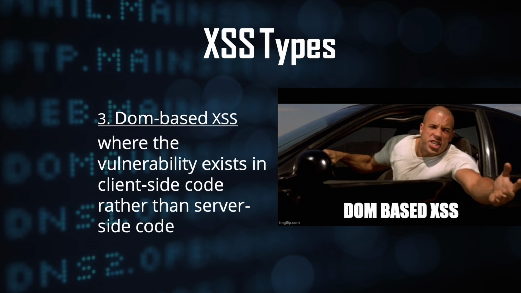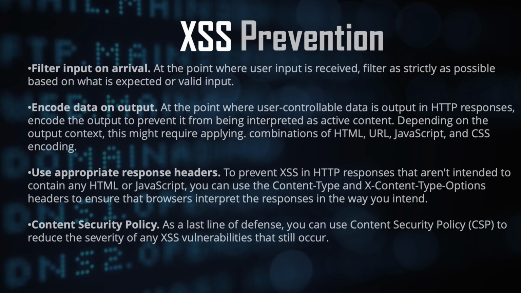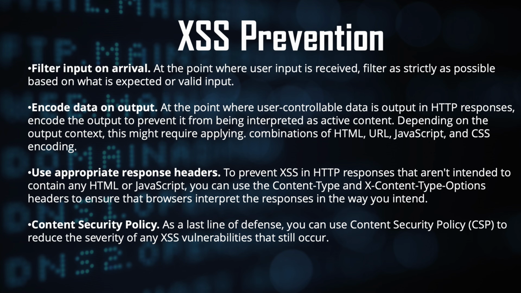So now we know all three types of XSS, but how should we prevent XSS from occurring on your website? First of all, at any point where there is a user input, be it a text field or a search field or even passwords, filter as strictly as possible based on what is expected or valid input. For example, if you have a field that takes input of a phone number, make sure you can prevent that specific field from being exploited by XSS by simply preventing special characters like hash, greater than, smaller than, etc. Then, wherever the user controllable data is shown in the HTTP responses, make sure you encode it.